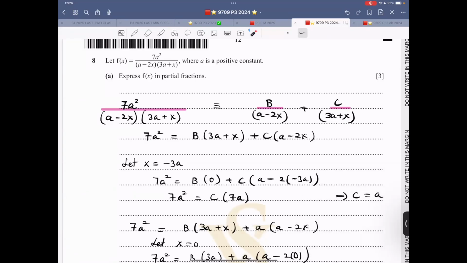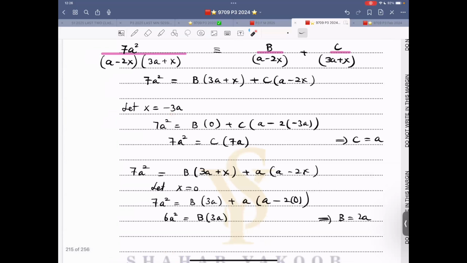So now this is 7a squared. That's a constant. A minus 2x, 3a plus x. X is a variable. A linear, a case, denominator with linear factors, b over something, c over something. I deliberately did not use a because small a was there already. So b and c. After LCM and everything, the numerator equals this into this, this into this.